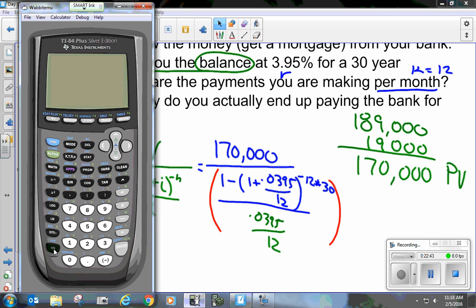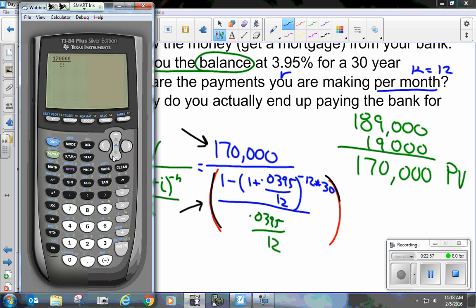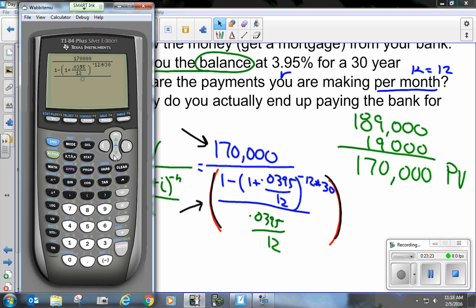So let's do this whole mess right now. Alpha y equals, I know I have a fraction. On the top of the fraction, I have 170,000. On the bottom of the fraction, there's another fraction, isn't there? That's when I got to do that right there. 1 minus parentheses 1 plus another fraction, 0.0395 over 12. Close that parenthesis. Raise the exponent to negative 12 times 30, all over the last fraction. It's the I value, 0.0395 over 12. I put it the same way, but hold on. That's what it should be.